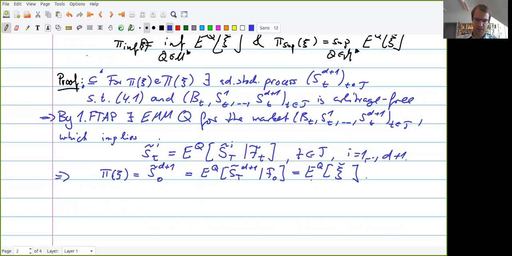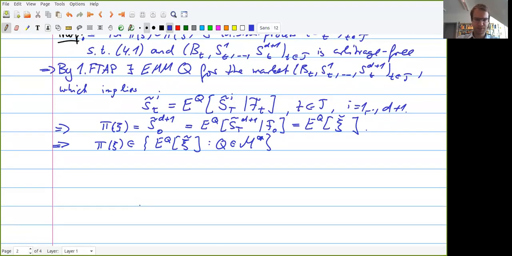Okay. Well, and this is exactly what we wanted to show. This means this pi of psi can be represented as an expected value under some martingale measure of the discounted claim, because a martingale measure on the extended market is of course also a martingale measure on the original market. So this is in here. Okay, so this is one direction.